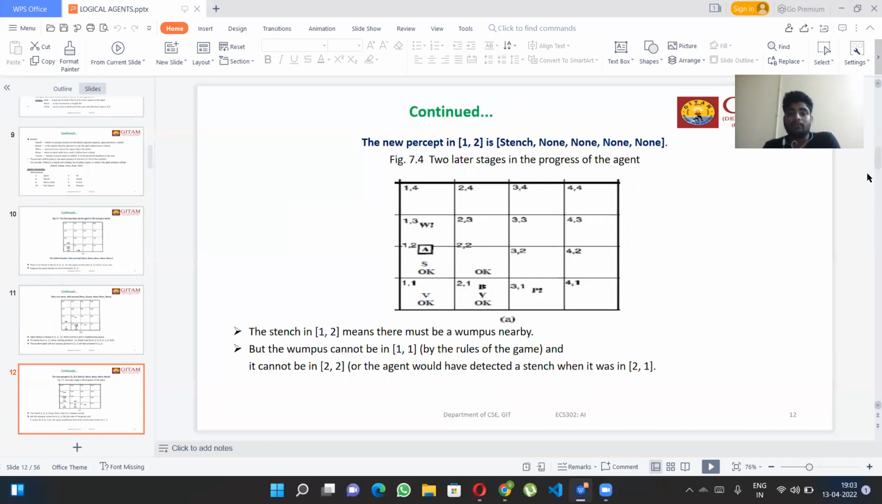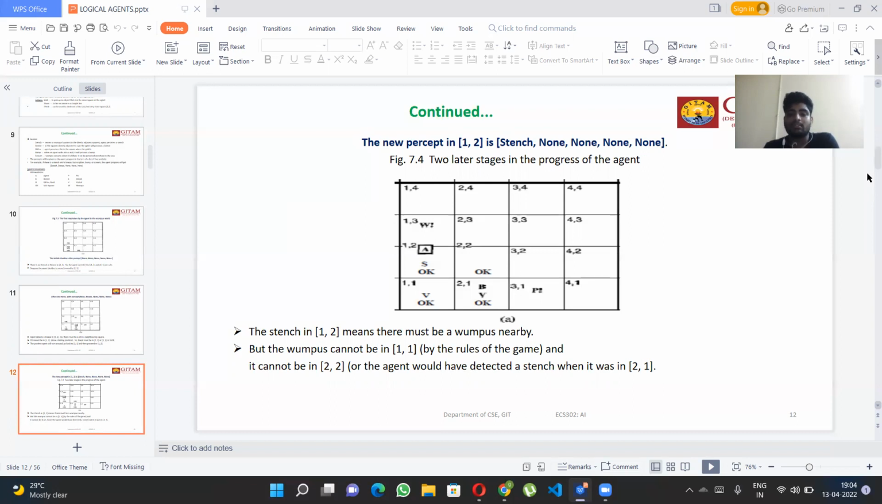We can simply say that the Wumpus cannot be in 1,1, because the rules of the game say so. It also cannot be in 2,2, or the agent would have detected a stench when it was in 2,1. According to the situation, it cannot be in 1,1 and it cannot be in 2,2; otherwise the agent would have detected a stench in 2,1.